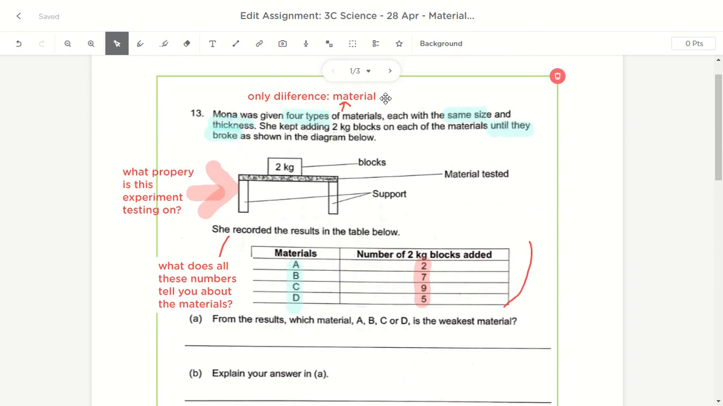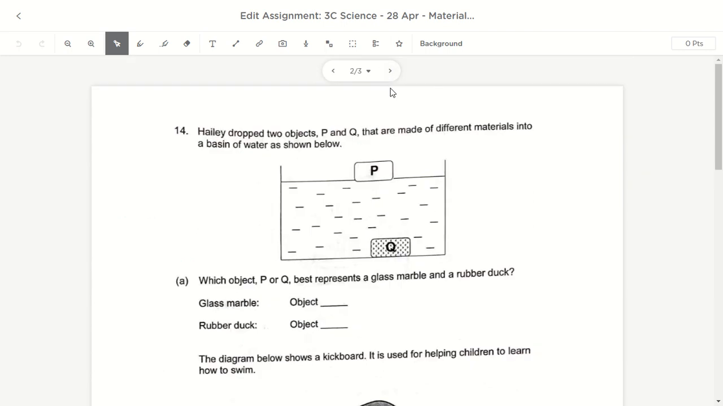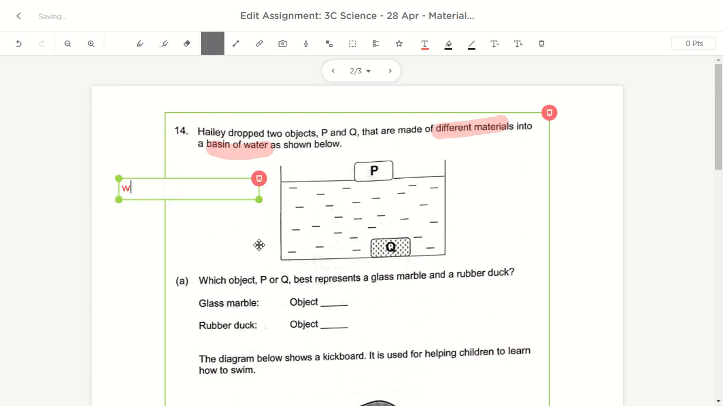So let's look at question 14. Haley dropped two objects made of different materials into a basin of water. So once again, what is this experiment testing? What property is this experiment testing on? So always understand what property you are trying to find out.